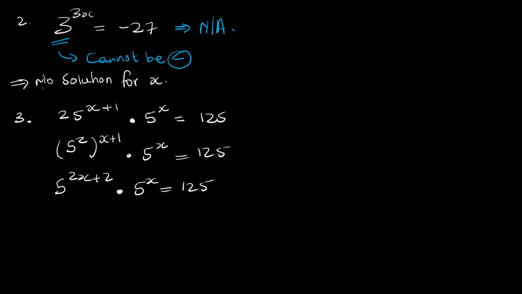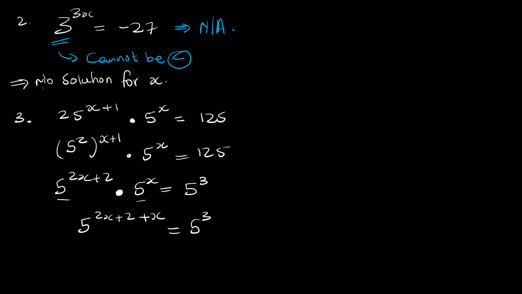Now I think it's best if we also change the 125. We know that 125, as a product of its prime factors, is 5 to the power 3. So now all the bases are the same, and on this side we are multiplying the same base. What do we do to the exponents? We add the exponents. So this will be 5 to the power 2x plus 2 plus x, and this is equated to 5 to the power 3.